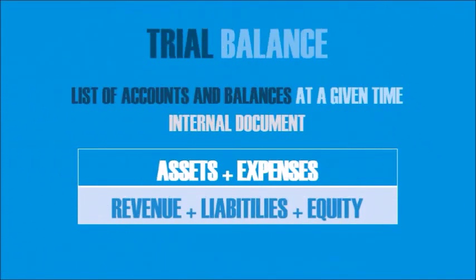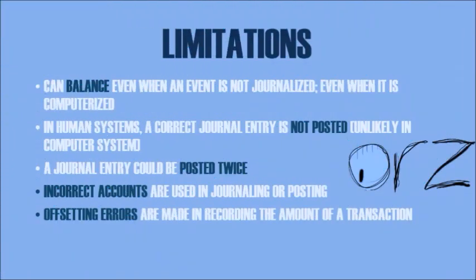The trial balance is a list of accounts and their balances at a given time. It is an internal document, and it comes in account number form from the chart of accounts. However, the trial balance does have its limitations. It can balance even when the event is not recorded. In human systems, a correct journal entry is not posted, or a journal entry can be posted twice. It can also have incorrect accounts being used in journaling or posting.